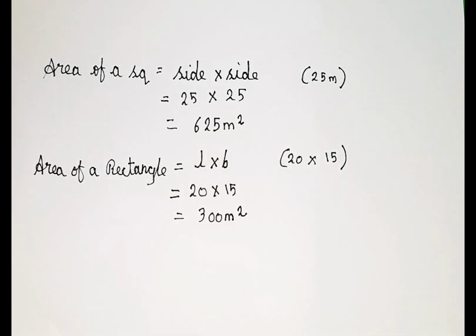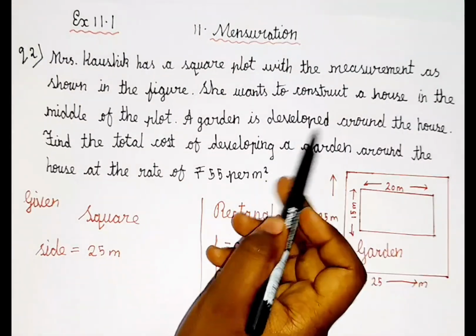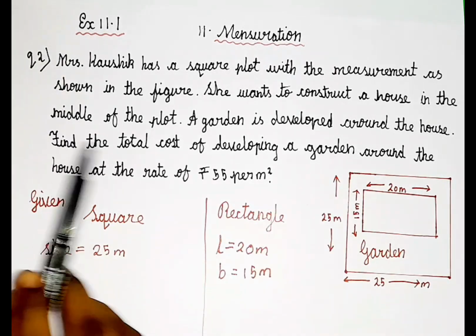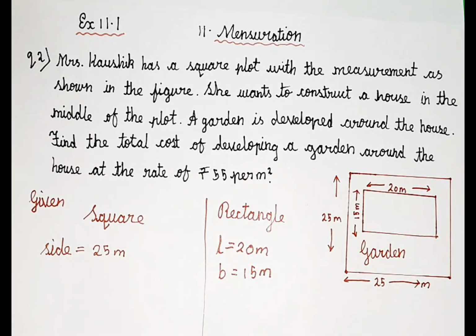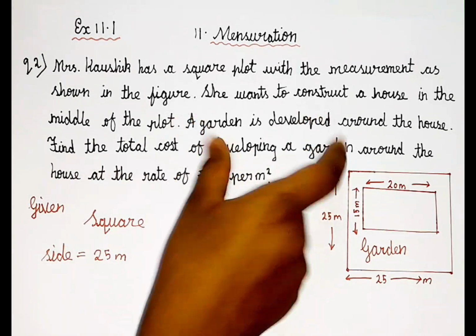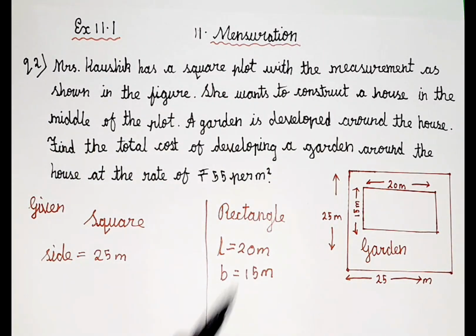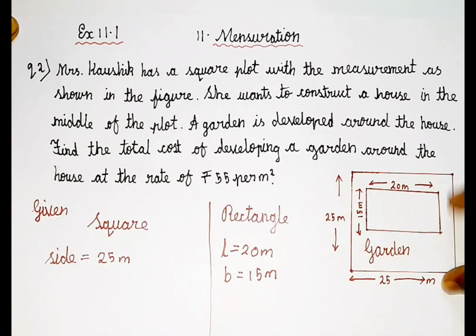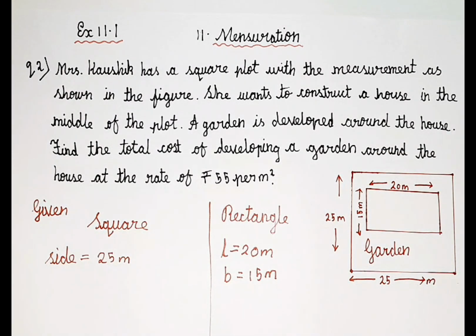So now we are going to find the area of developing the garden. So let me show you guys, wait. So here we have a garden is developed around the house. Find the total cost of developing the garden. So we don't know the measurement, right? Only this plot I want to know. Like only this part. The square parts like value. Like how much it's there.